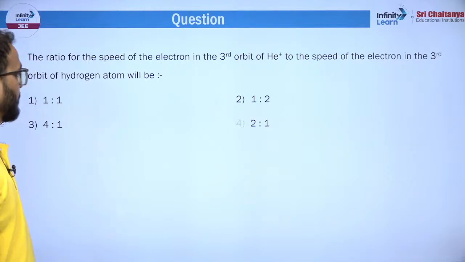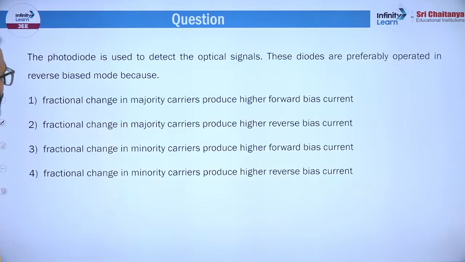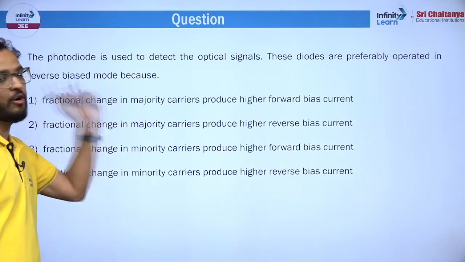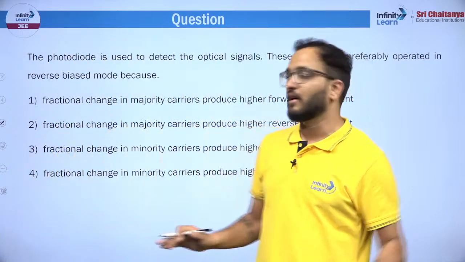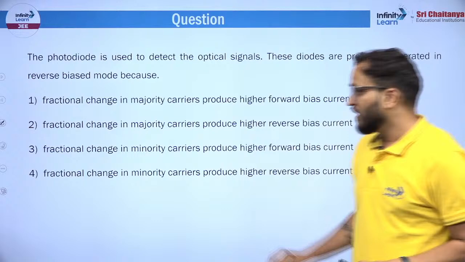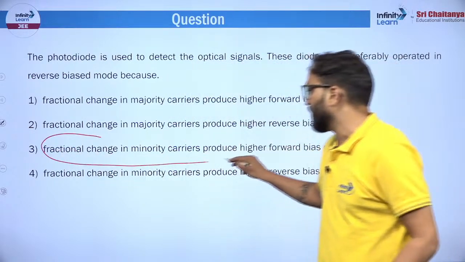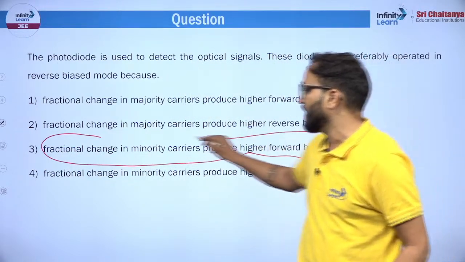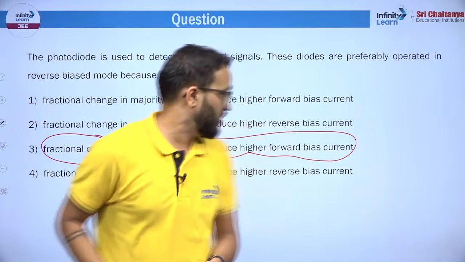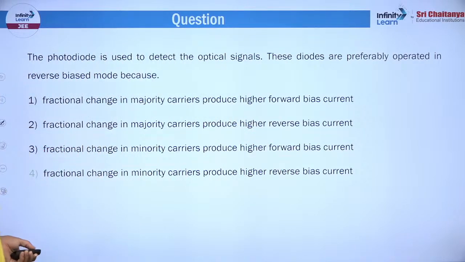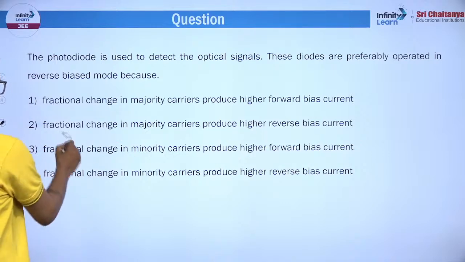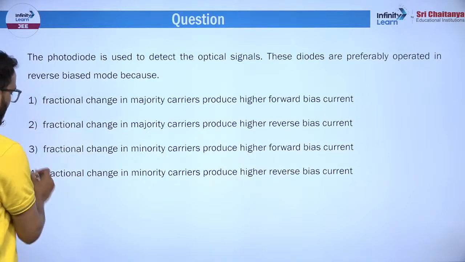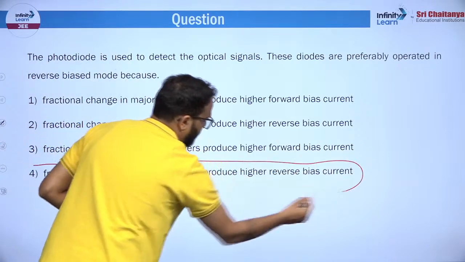Easy? Very good. The photodiode is used. See, photodiodes जो होते हैं ऑप्टिकल सिग्नल्स डिटेक्ट करने के लिए काम में आते हैं और ये यूज होते हैं रिवर्स बायस कंडीशन में. सिंपल रीजन है कि फ्रैक्शनल चेंज इन द माइनॉरिटी कैरियर्स प्रोड्यूस हाई रिवर्स बायस करंट, आई एम सो सॉरी, रिवर्स बायस कंडीशन में यूज होते हैं ना ये. So this option is correct.